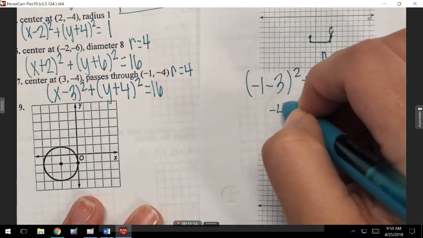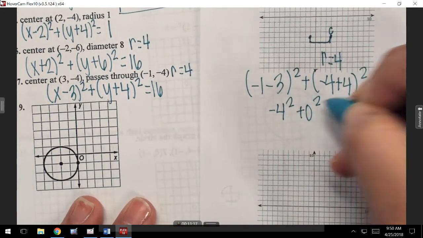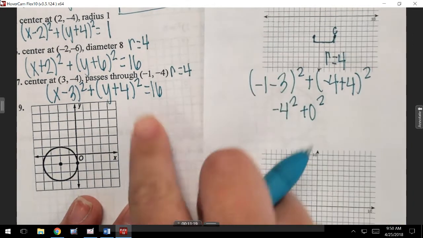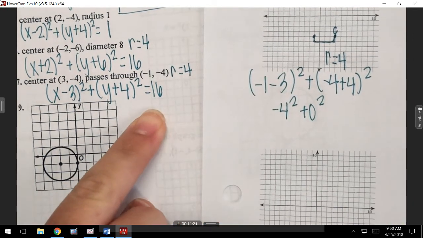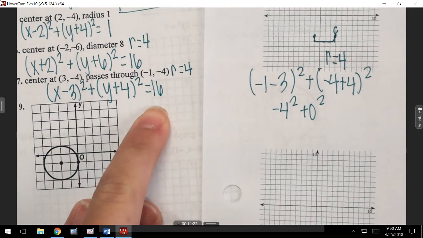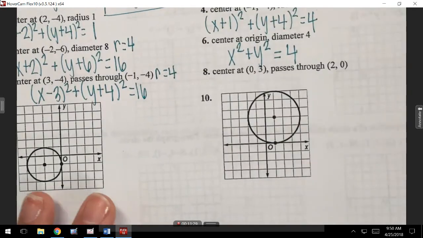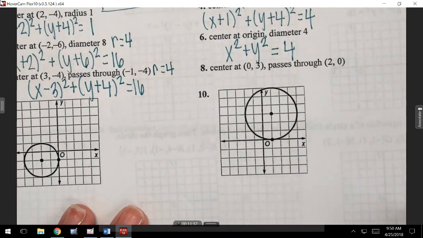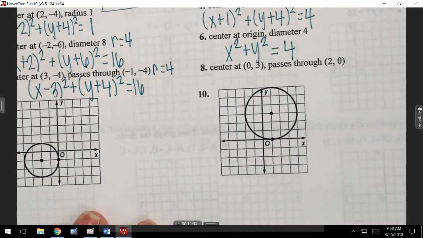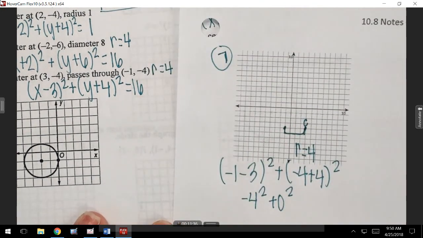Well, that's -4 squared plus 0 squared. -4 times -4 is? That works. But if you have a graph, that works too. I'm just showing you all your options. Okay? Can you use distance formula? You could use distance formula. You wouldn't need it on this one, though, because they're right beside each other.